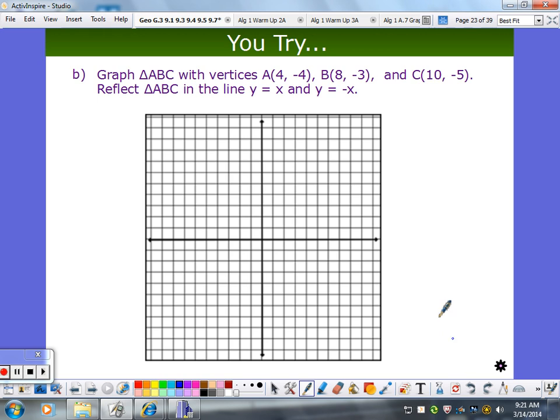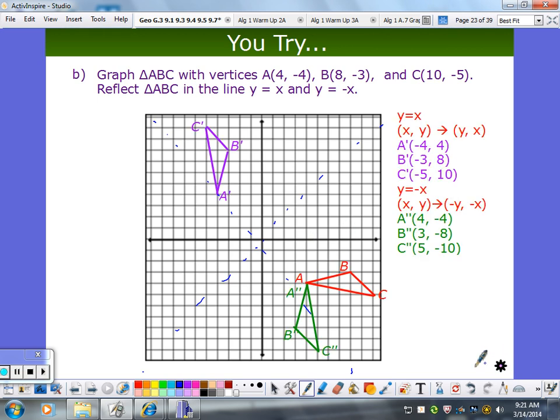So this was y equals x. So first we're going to go over this line, right? And then y equals negative x. That's the other way. So if I graph triangle ABC, it's going to be somewhere, and then we're going to turn it over. So where's ABC? ABC's over here. So when I graphed over y equals x, that's like I folded the paper here. The image is going to be on this side.